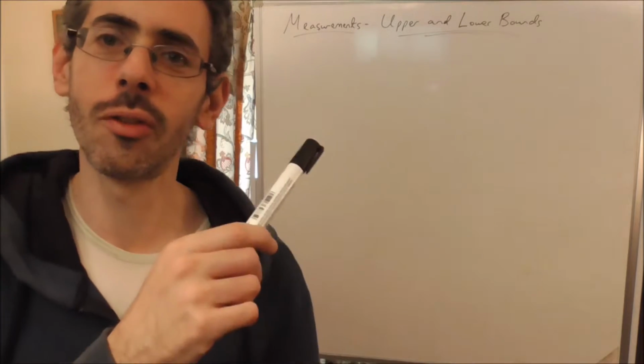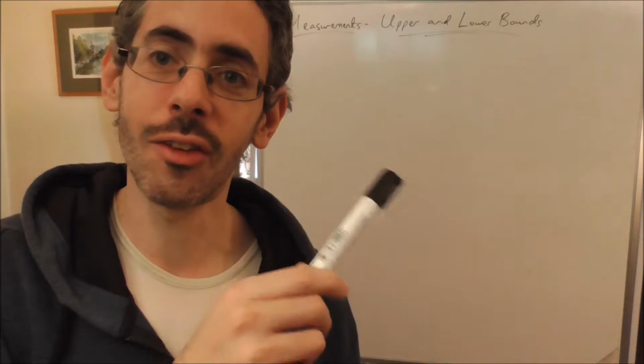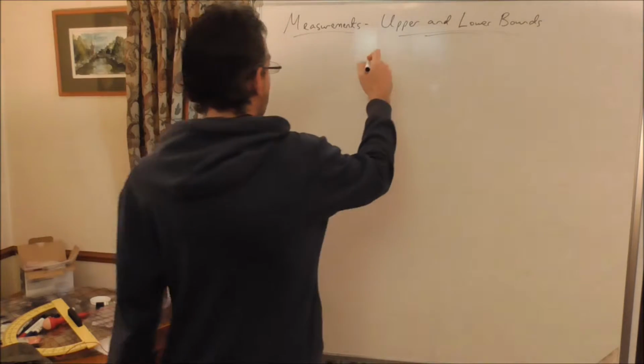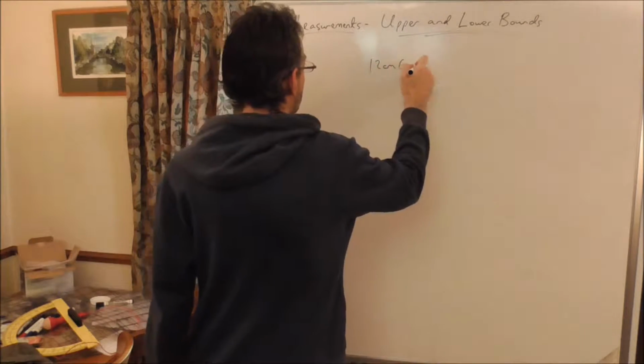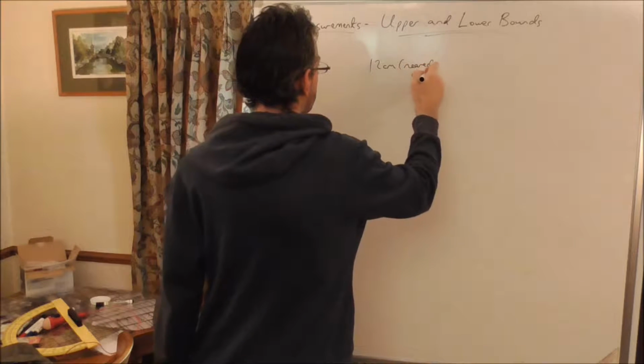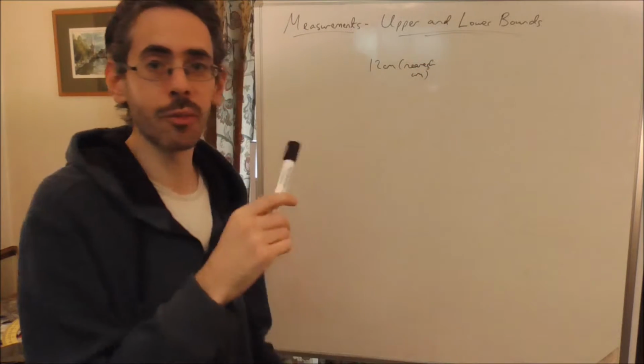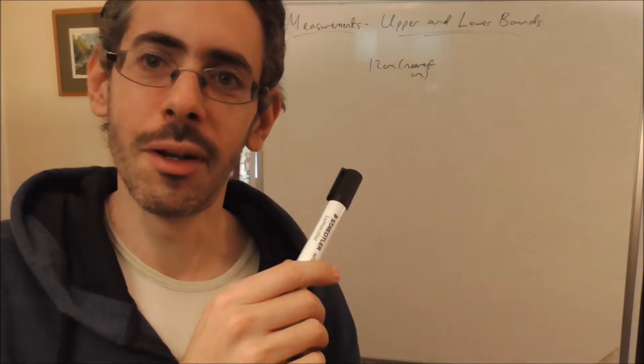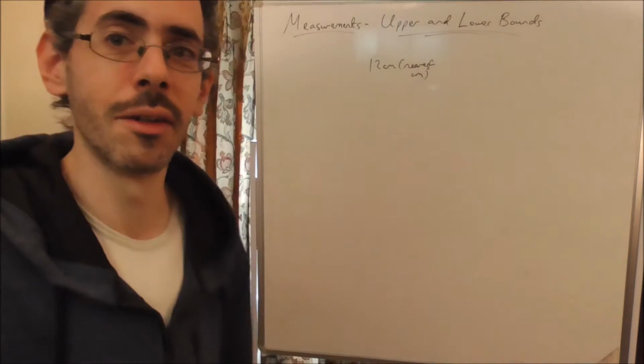So suppose I told you that I've measured this pen and that it's 12 centimetres to the nearest centimetre. So that's not an exact measurement, that's a rounded measurement. There's lots of different possible lengths that the pen could be.